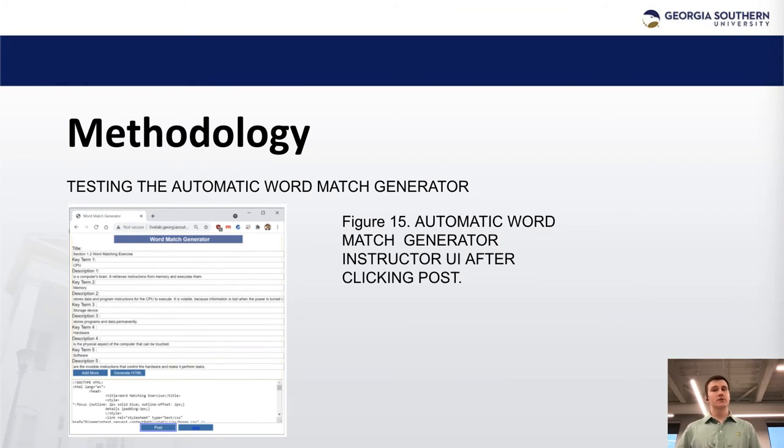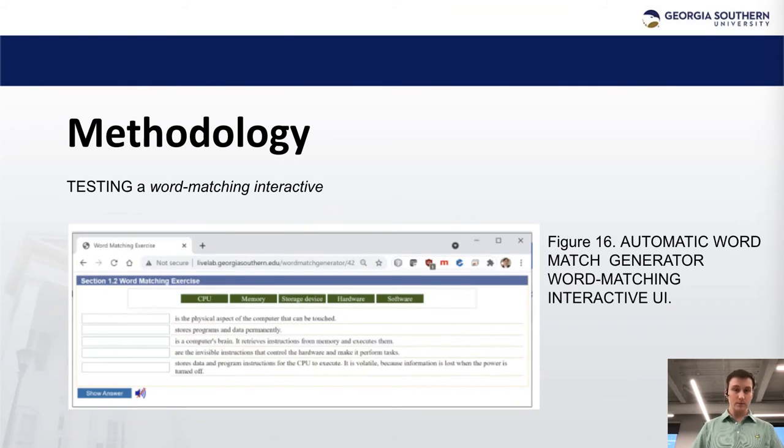Figure 15 shows the instructor user interface after the word matching interactive has been posted to the server. The view button is now visible, which can be clicked, and then it will take the user to the view associated with the word matching interactive that has just been created. Figure 16 shows a word matching interactive that features the key terms and descriptions from Introduction to Java Programming by Dr. Daniel Liang.